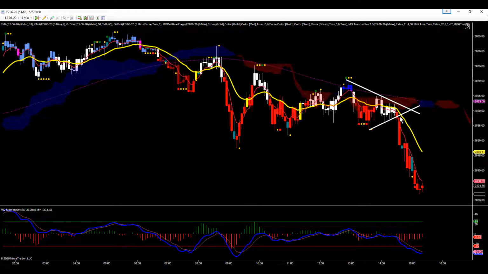We finally broke out of this pennant, headed lower. The breakout of this pennant actually was just a hair above the 200 EMA on the 30-minute chart, but again, suggesting that we were going to go lower. And exactly what happened, we broke down. You had a bear flag setup down here. It's actually quite a ways at this point.